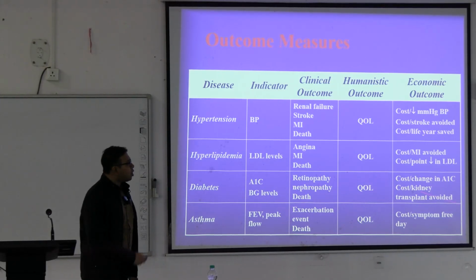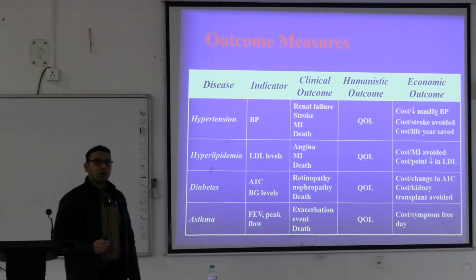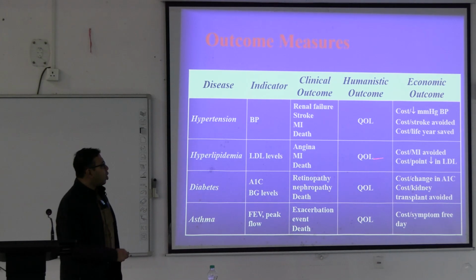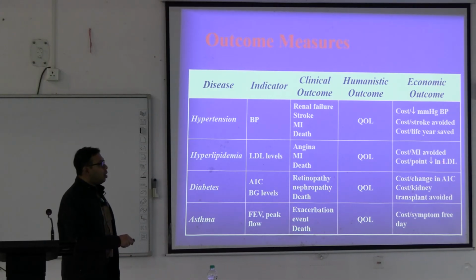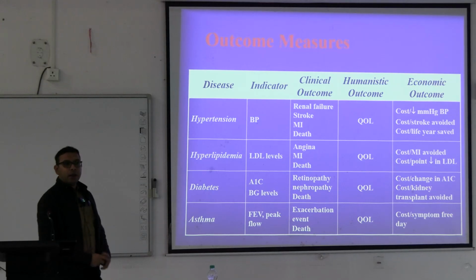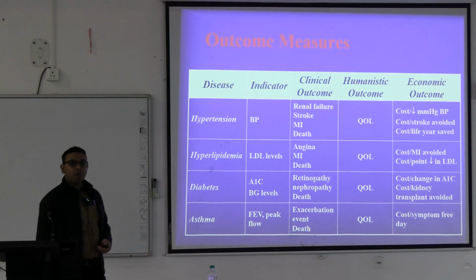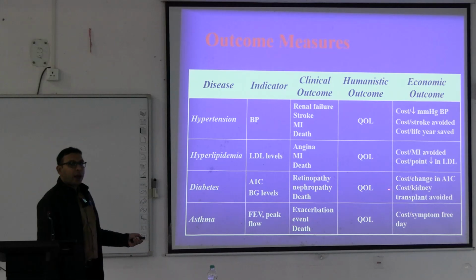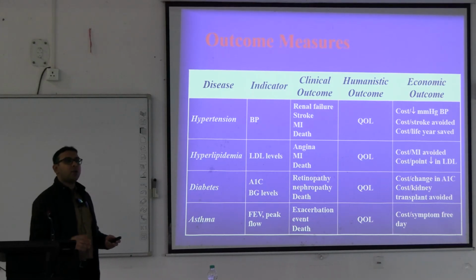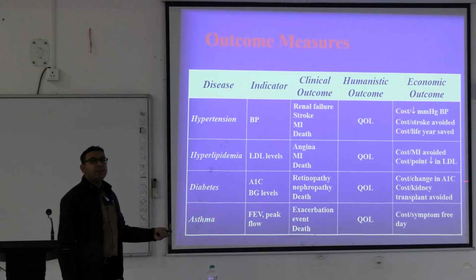Hyperlipidemia, LDL level, similar thing, that ultimately gives rise to clinical outcomes like myocardial infarction, there may be angina, ultimately death, quality of life, cost per myocardial infarction avoided, or cost per point decrease in LDL. For example, in diabetes mellitus, HbA1c and the blood glucose levels, also in the long term that may give rise to retinopathy, nephropathy, there may be cardiac disease, nerve disease, all this can happen. So quality of life, whether there is a quality of life questionnaire, whether that is compromised or not. And economic outcome is measured like cost per change in HbA1c.